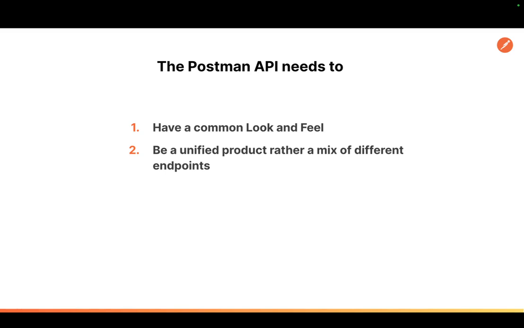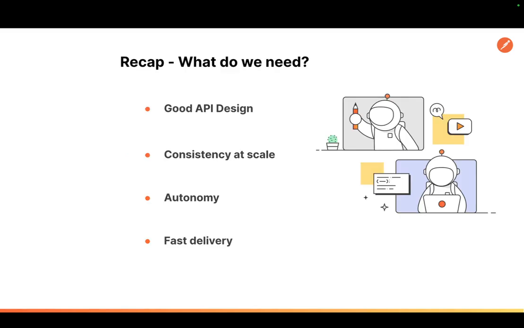So, let's recap. What do we need? We need good API design. We want consistency at scale across different teams that need to work with autonomy so that they can deliver software and APIs the fastest possible.